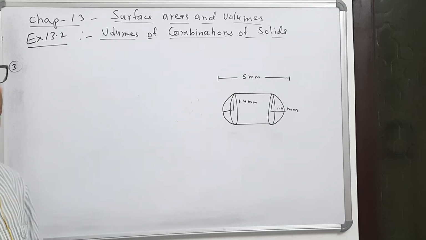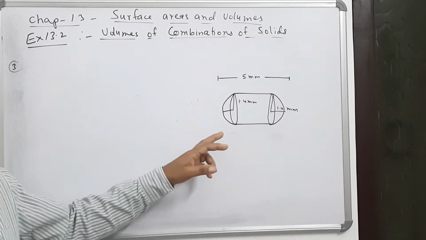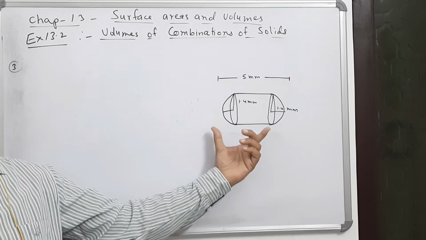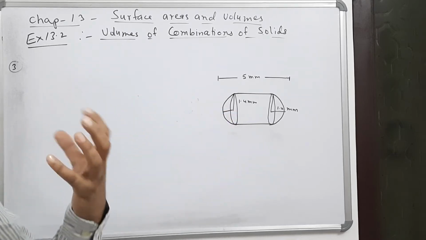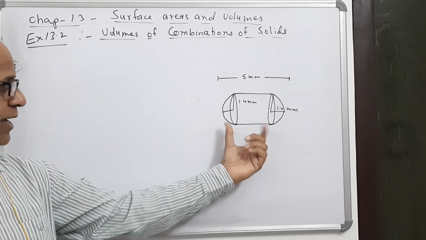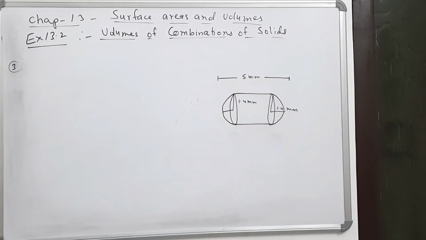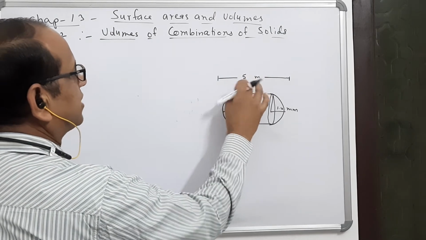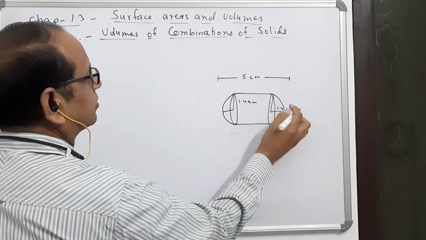Now the third problem. It is a figure. It is, I must say, a solid and it is a gulab jamun. See, the gulab jamun is generally spherical. But here it is told that it's a cylindrical part and then both the ends are hemispherical. So we have to take this solid in that form only. Here the total length of the gulab jamun is 5 centimeter. It is 5 centimeter, sorry, not mm. 5 centimeter is the length of the gulab jamun.